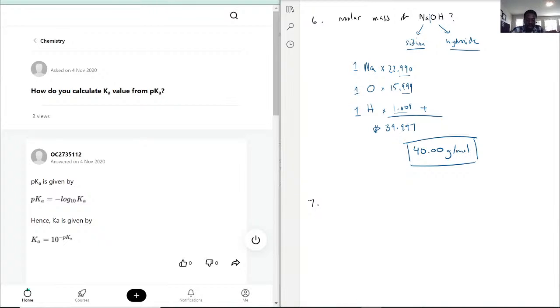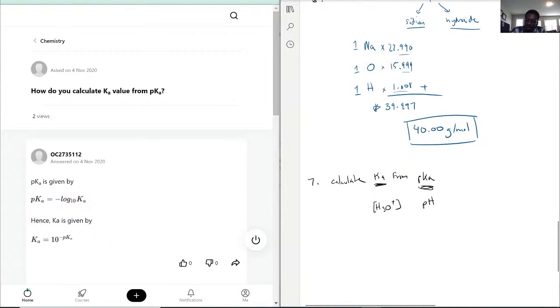Okay, so now in question 7, calculate Ka from pKa. Okay, so to do that, there's actually an equation we use. Ka and pKa work the same way as the concentration of H3O and pH. Okay, so if we remember correctly, pH is equal to negative log of H3O plus, okay?